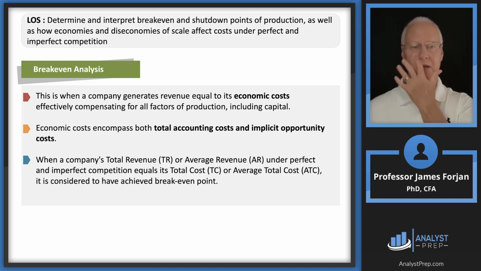Also look at the second orange point there. This is important. Total accounting costs, I mentioned those just briefly, but also any implicit opportunity costs. We did lots and lots of discussion on opportunity costs back when we did that first topic. So let me just quickly remind you, an opportunity cost is the cost of not doing something.